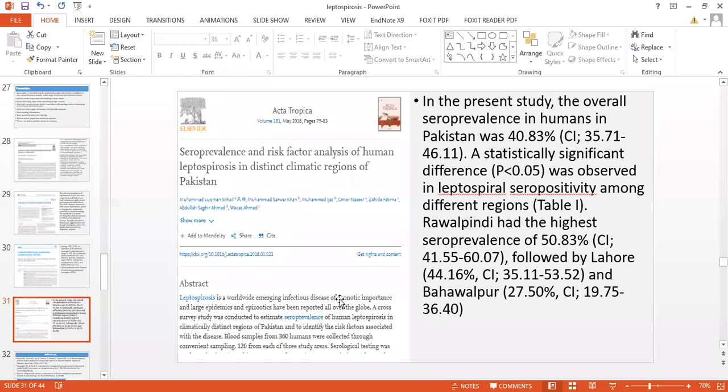This is a study from Pakistan conducted in 2018: seroprevalence and risk factor analysis of human leptospirosis in different climate regions of Pakistan. In that study, the overall seroprevalence in Pakistan was about 40%, and a statistically significant difference was observed in leptospiral seropositivity. Rawalpindi had the highest seroprevalence with 50%, followed by Lahore about 44% and Bahawalpur about 27%.